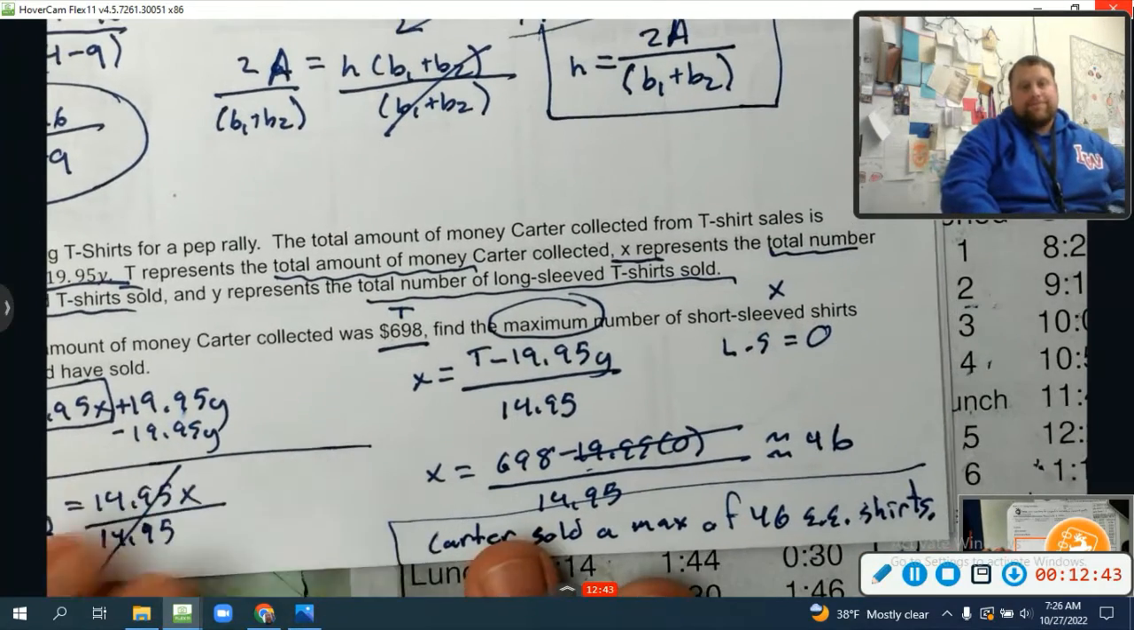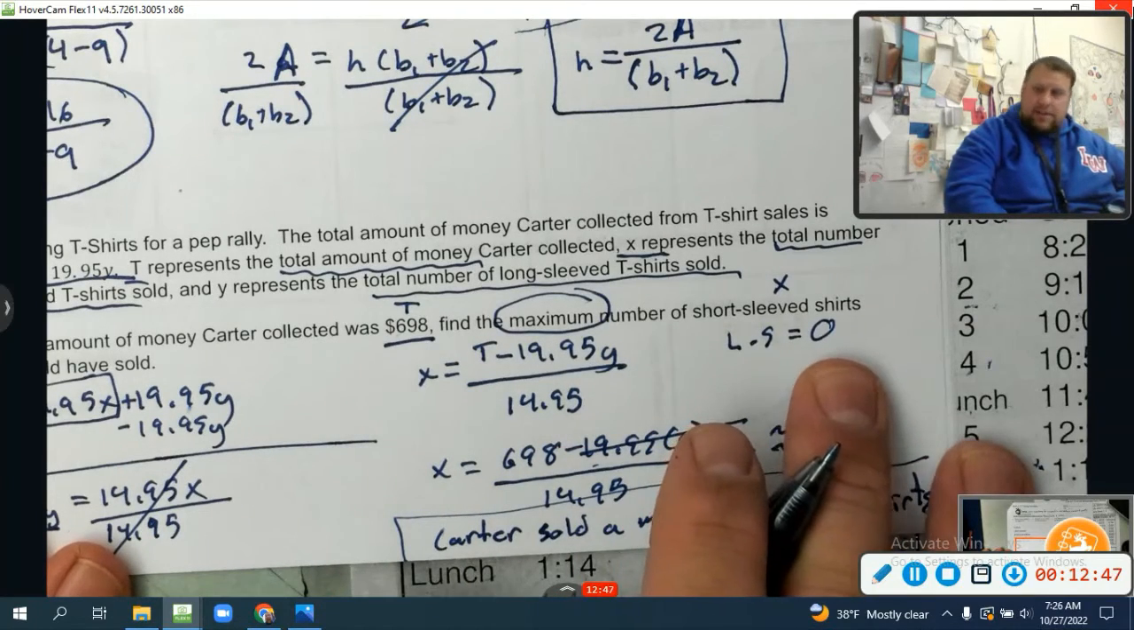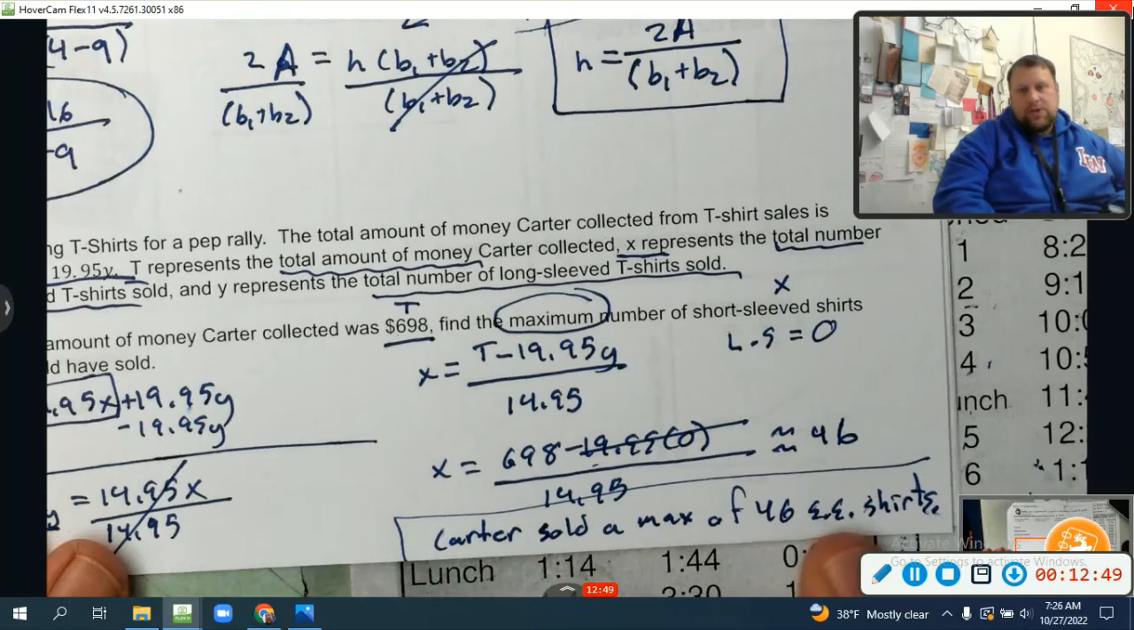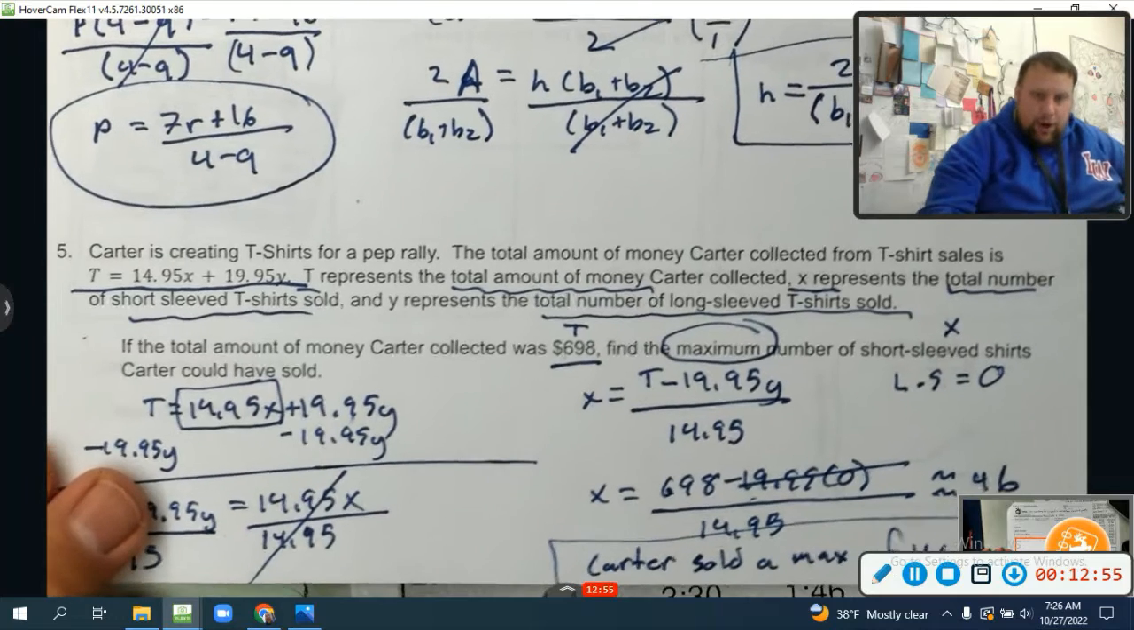There we go. We manipulated it. We used our intelligence to say long sleeves is 0. And then we solved for the amount of shirts he could have sold at max. All right. Boom. Let's go on to page 2.